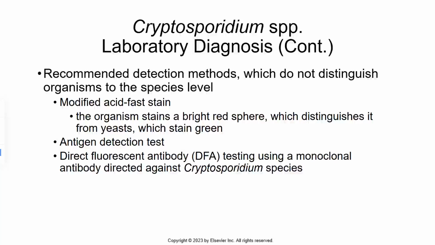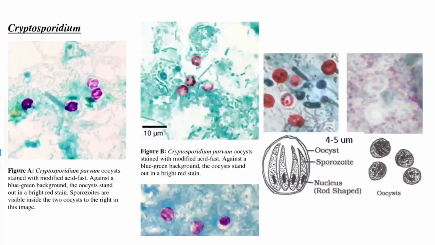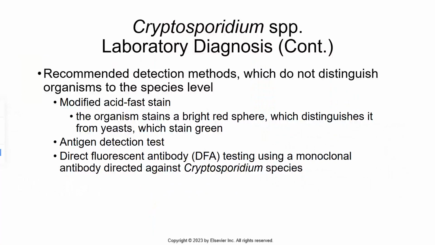Recommended detection methods, which do not distinguish organisms to the species level: Modified acid-fast stain, that's what you see here, pictured. Antigen detection tests, direct fluorescent antibody tests.